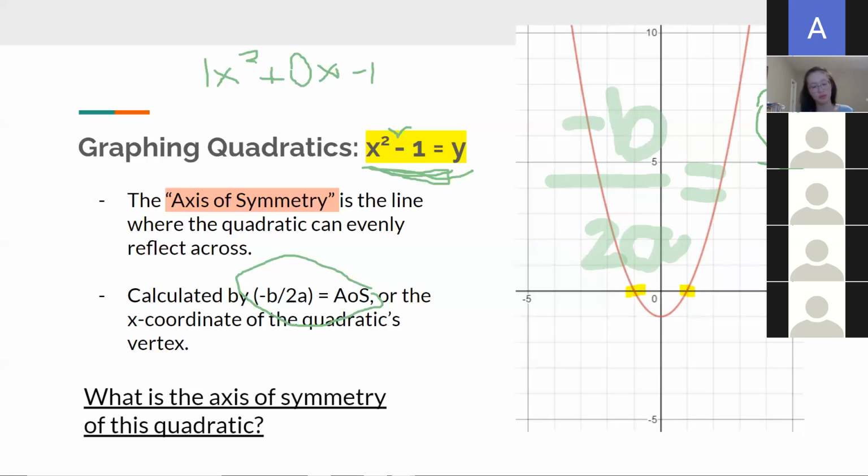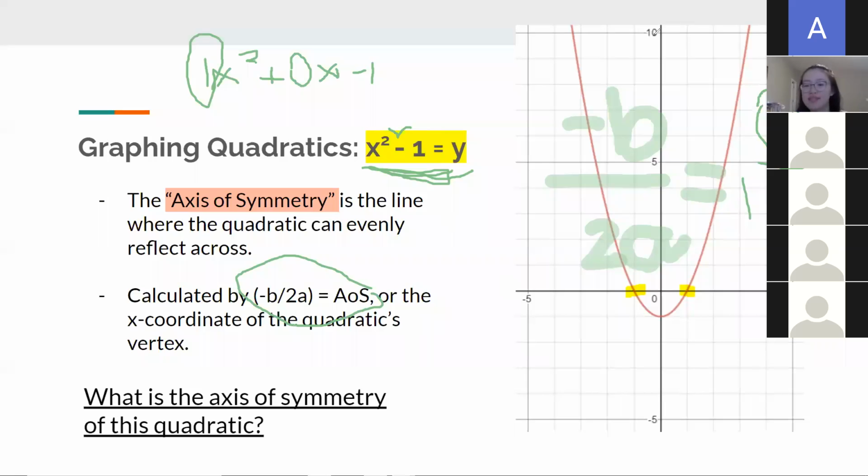It would be 1, right? Because our a term is the number right in front of our x squared, and since we don't have anything in front of our x squared, it would just be the implied 1. So 1 times 2 is 2. So our axis of symmetry is 0. We could have just stopped here when we got the 0 for our numerator.